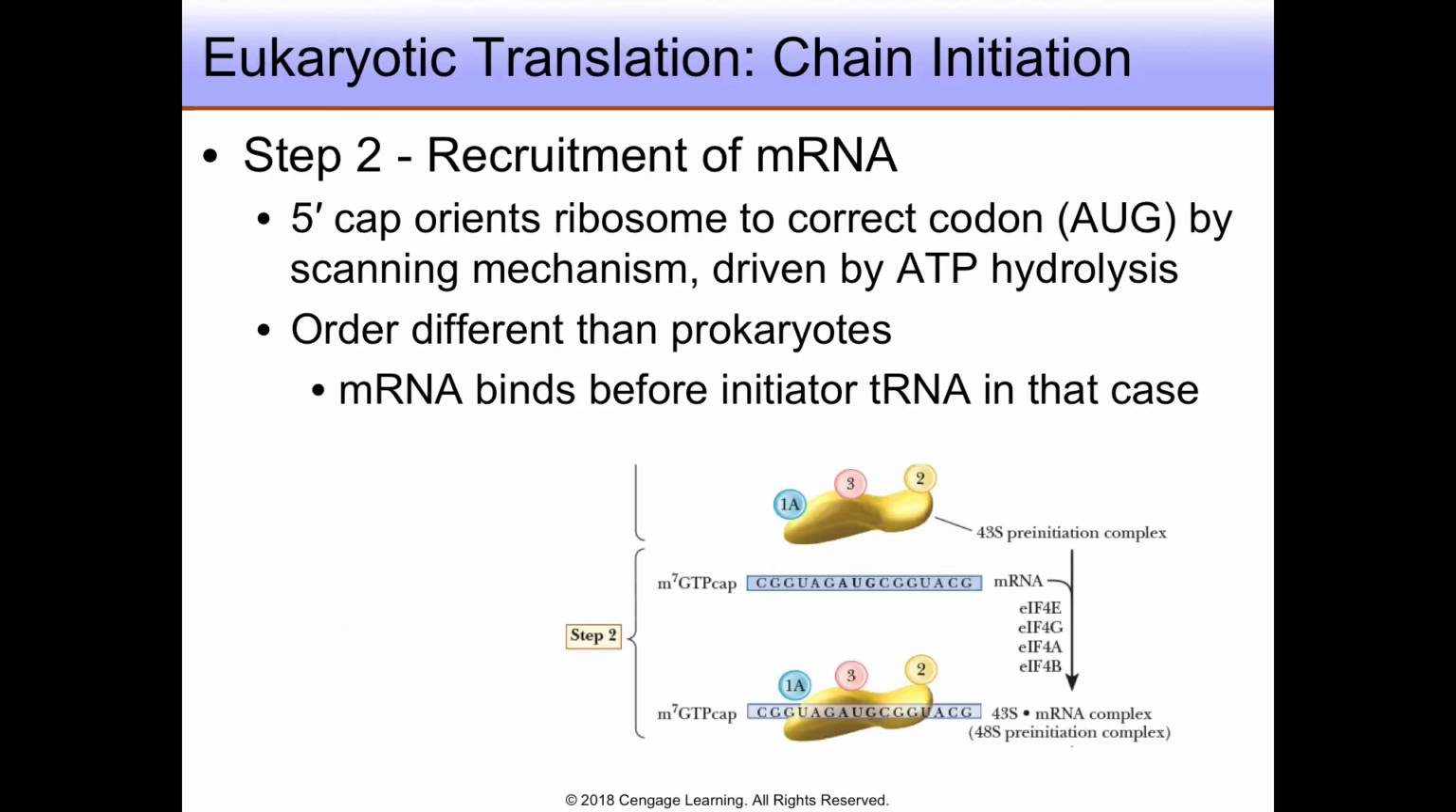In step 2, the mRNA is recruited to the ribosome. The 5' cap serves to orient the ribosome to the correct AUG start codon by a scanning mechanism, driven by ATP hydrolysis. Note the different order in this system. In prokaryotes, the mRNA binds to the rRNA of the small subunit before the initiator tRNA binds. In eukaryotes, the mRNA binds after the initiator tRNA.